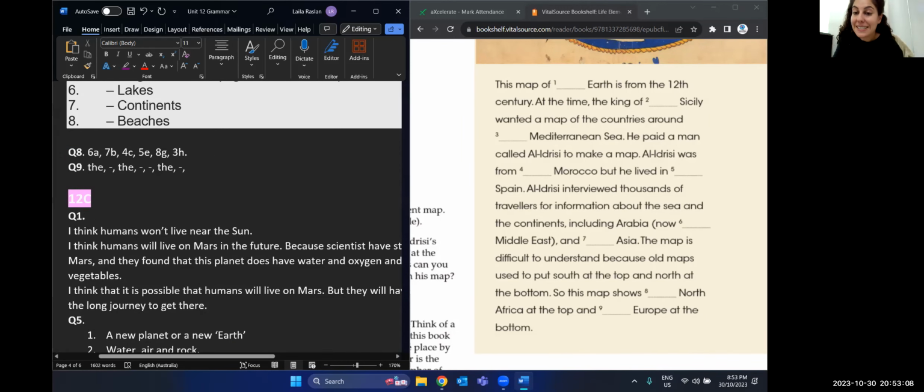The map is difficult to understand because old maps used to put south at the top and north at the bottom. So this map shows North Africa, so I don't need the. It shows North Africa at the top and continent, I don't need the, and Europe at the bottom.